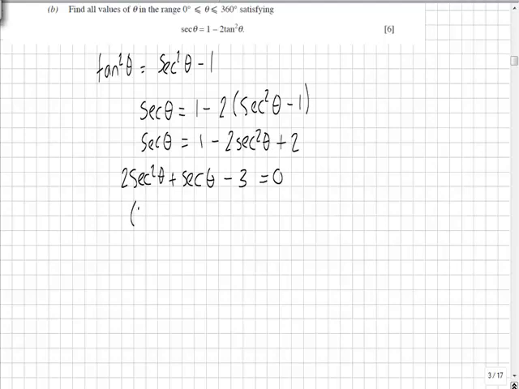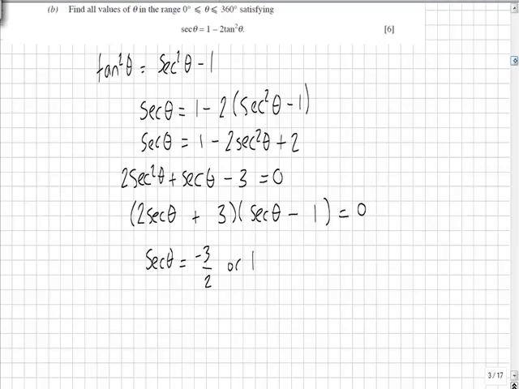This is obviously a quadratic function, so we'd have 2 sec theta here, sec theta in the second bracket is equal to 0, and then we just need to arrange our 3 and 1 in suitable places to make sure that the expansion would work. I think you'll find that's correct. We then need to solve each bracket, make it equal to 0, and we can see that sec theta could either equal minus 3 over 2 or 1.